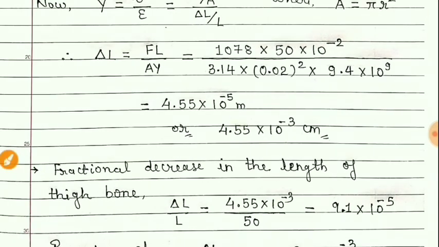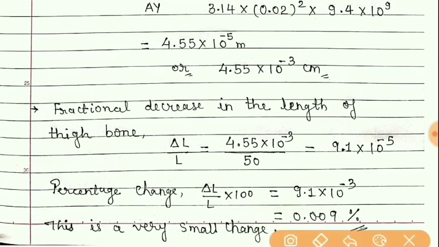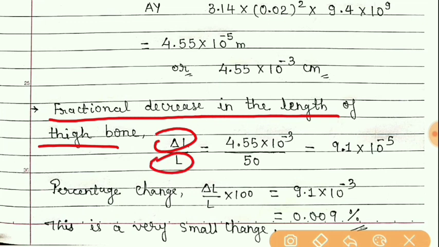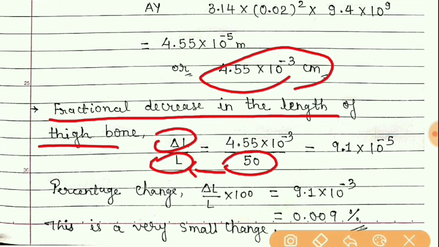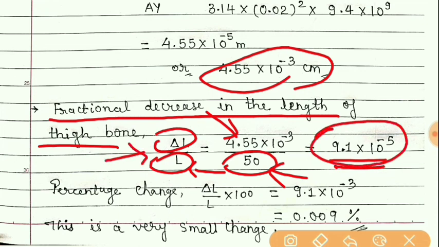So what we obtained is the change in length. Now the fractional decrease in the length of the thigh bone: delta L upon L is the fractional change in the length. As L is given in centimeter, that's why we have converted this also into centimeter. So now just putting the values of delta L and L, we will get 9.1 into 10 raised to minus 5. It has no unit, remember, because this is a fractional change.